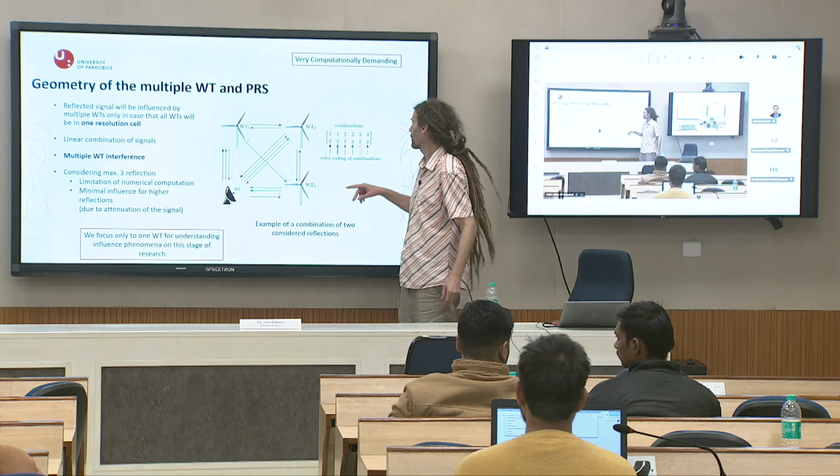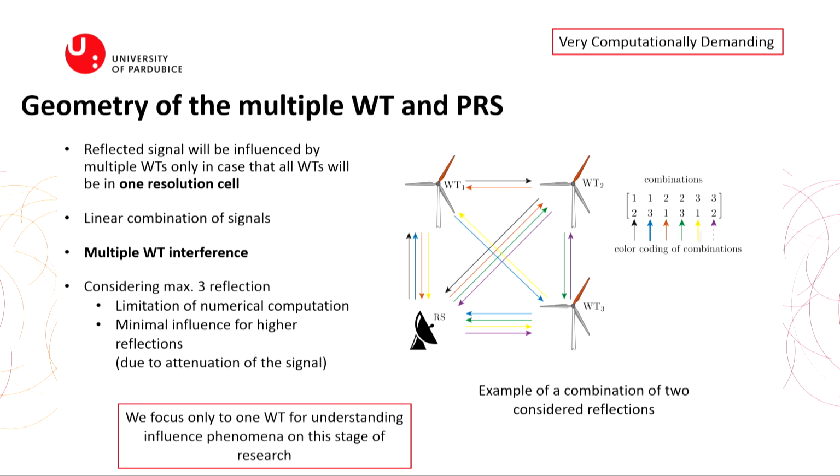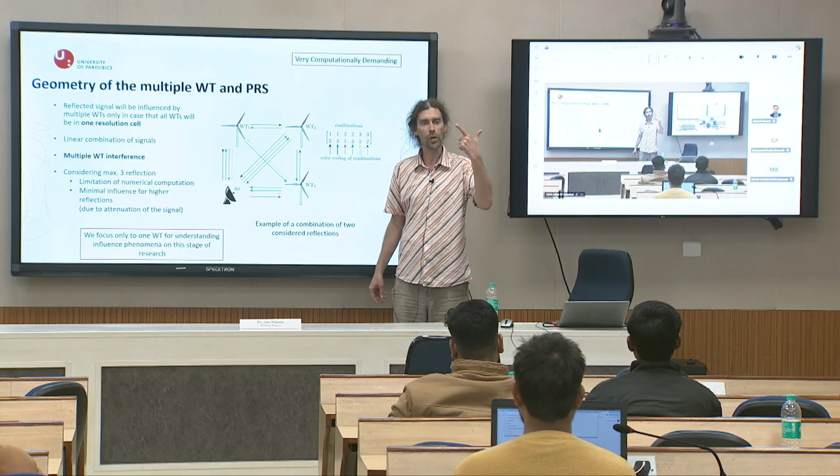So what is the number of combinations? 1, 2, 1, 3, 2, 1, 2, 3, 3, 1, 3, 2. So you can see the color coding of the combinations. So it is an example of combinations of two considered reflections. So I consider only two reflections.